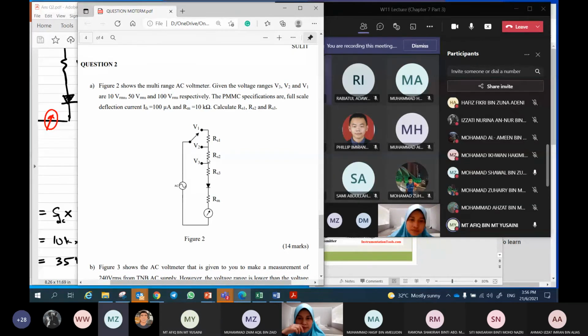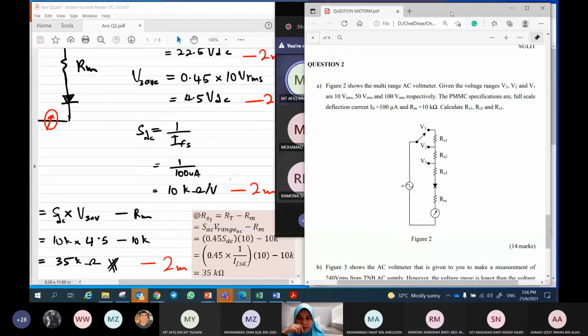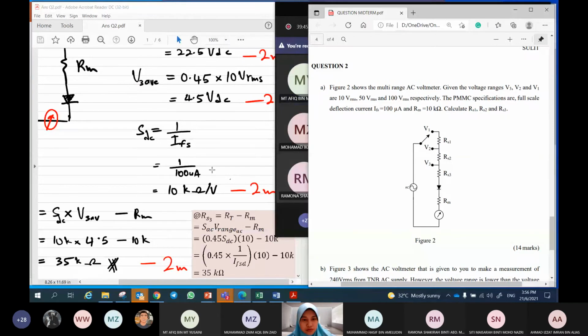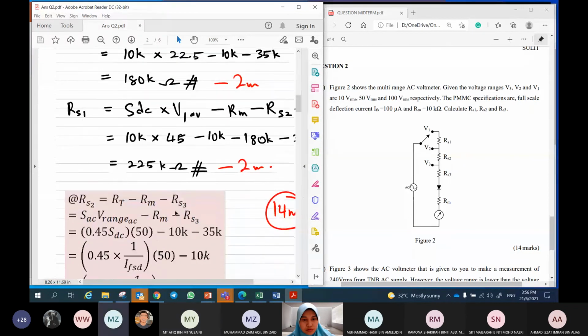So this is the calculation for MT. Tutup suara. Saya dah tutup. Okay.